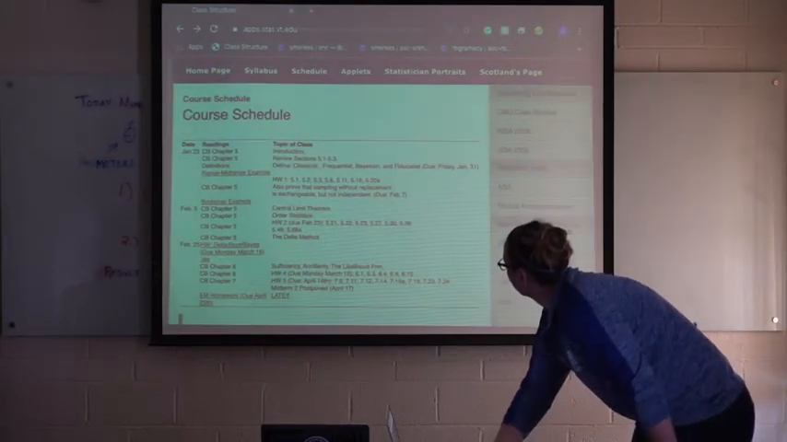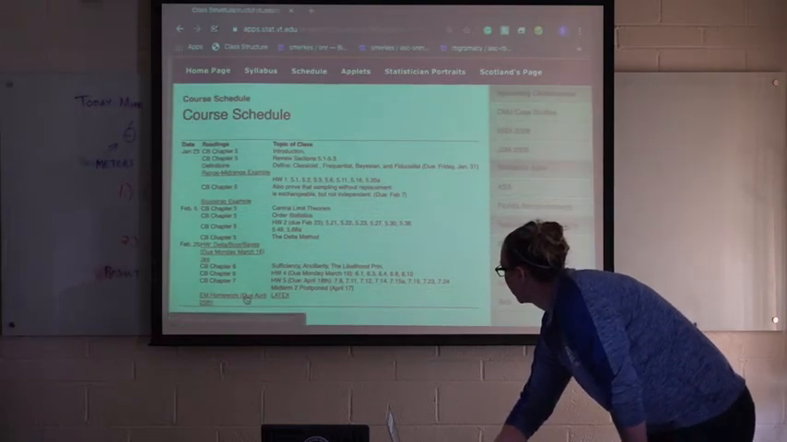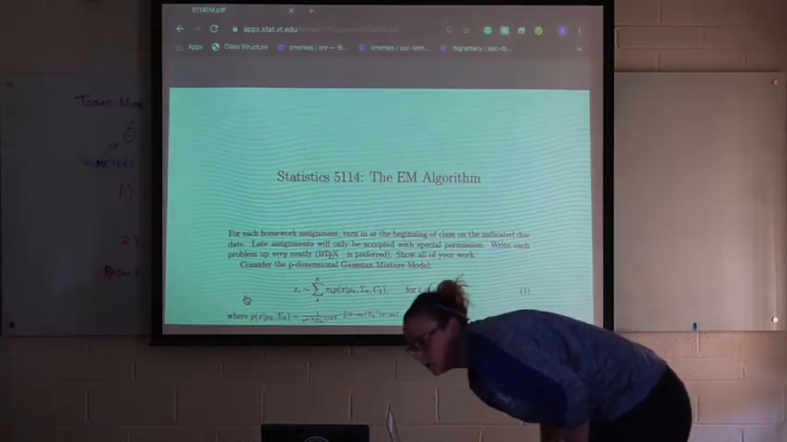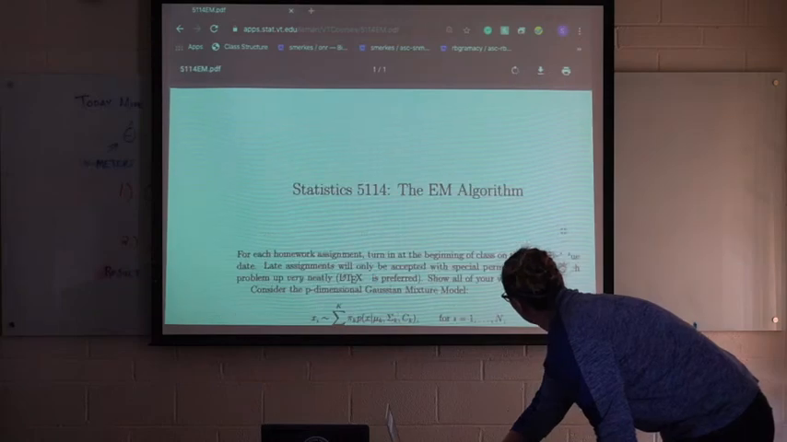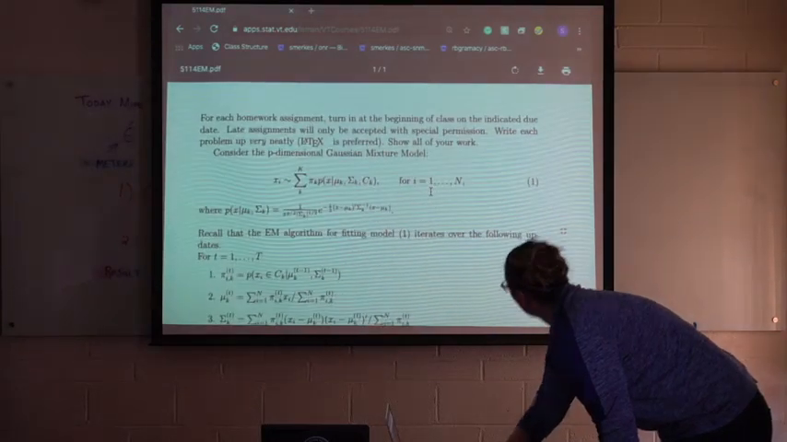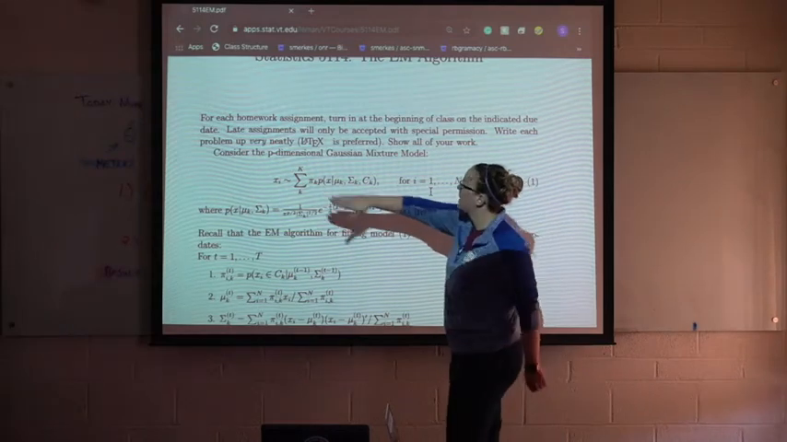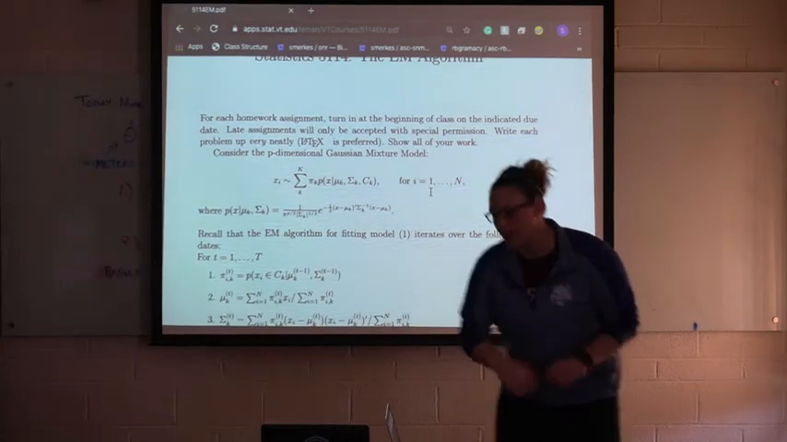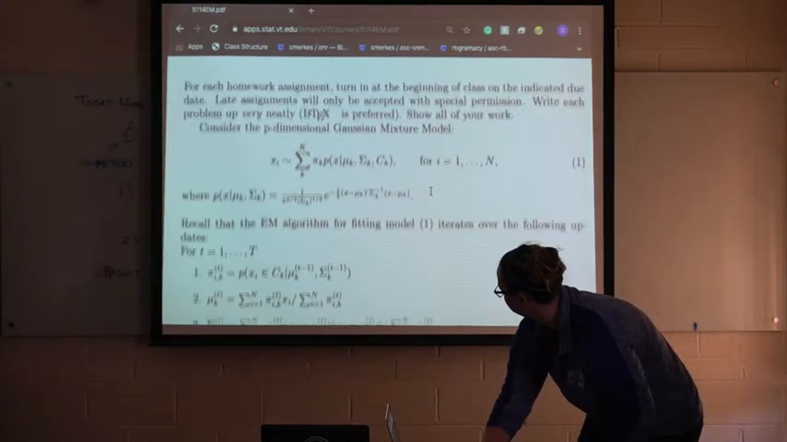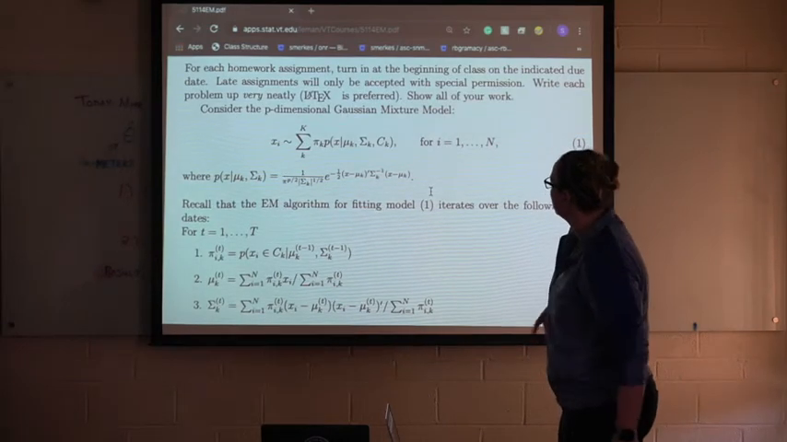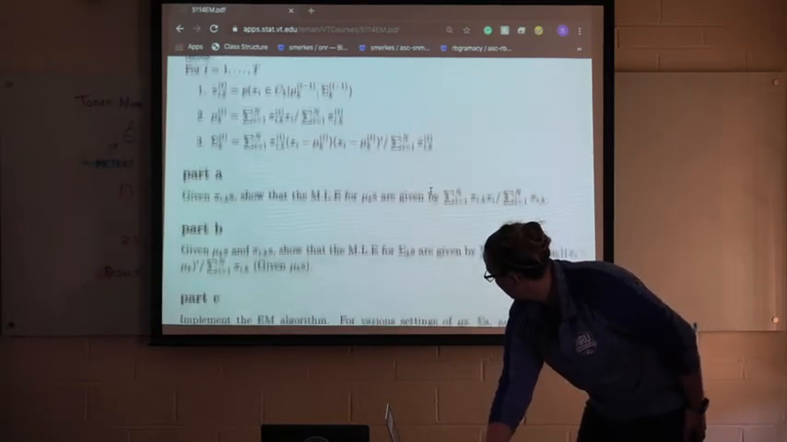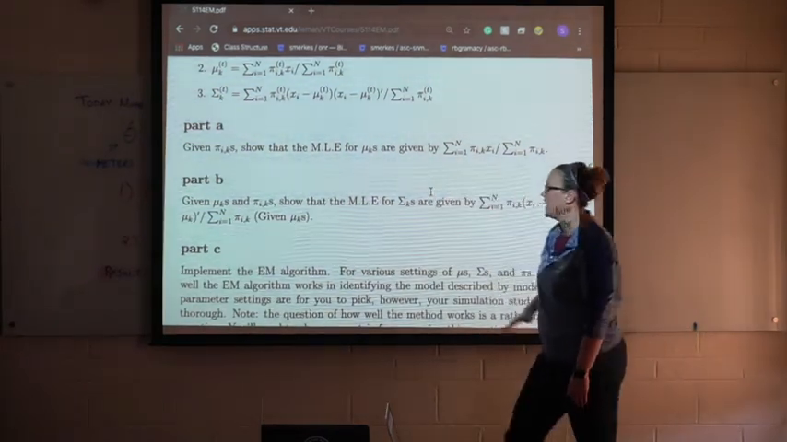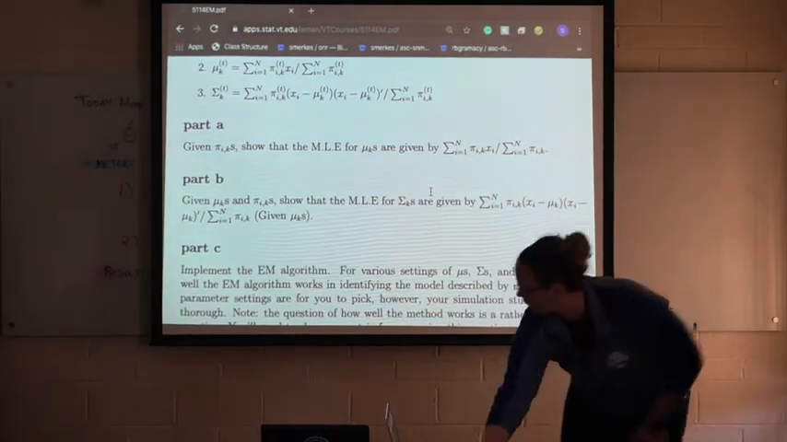So here we're at the course. I gotta find my mouse. We're gonna click on the EM homework, which is due April 25th, according to the syllabus. We'll make this a little bit bigger. So your homework is we have a p-dimensional Gaussian mixture. So rather than a one-dimensional, which I'm going to talk about in a little bit, we have a p-dimensional. And your job is to derive these formulas, I'll talk about this in a second, and implement it through a simulation. I'll also talk to you about that in a second.